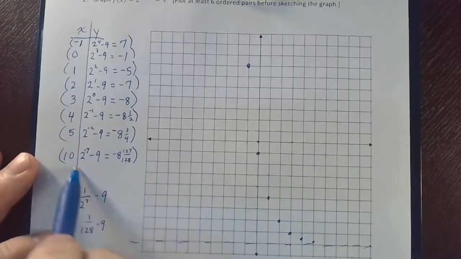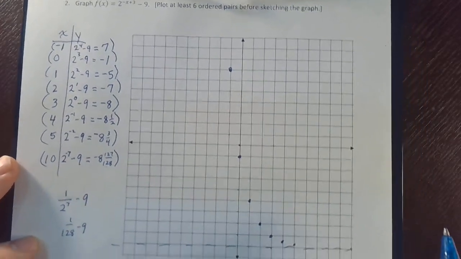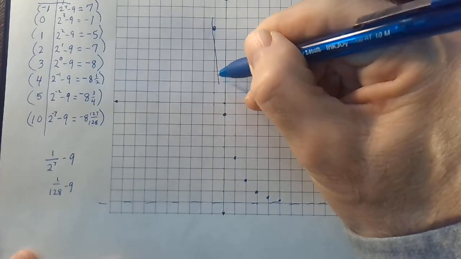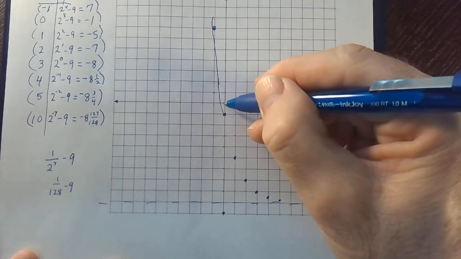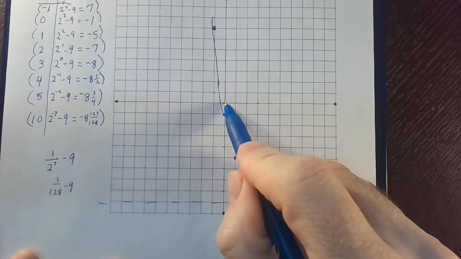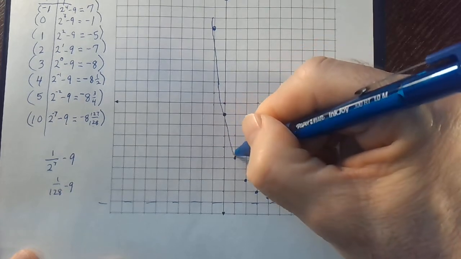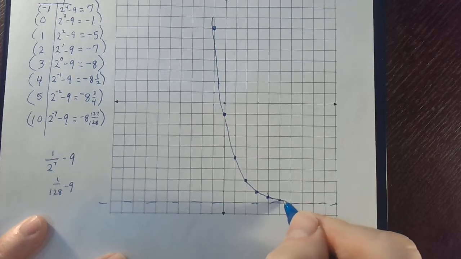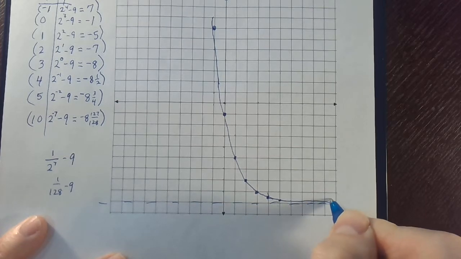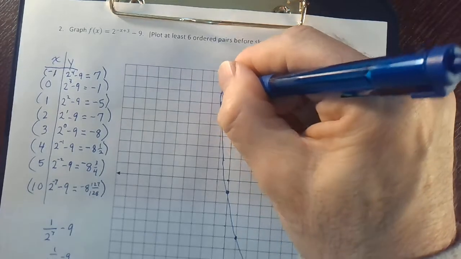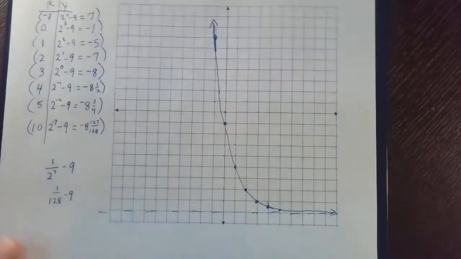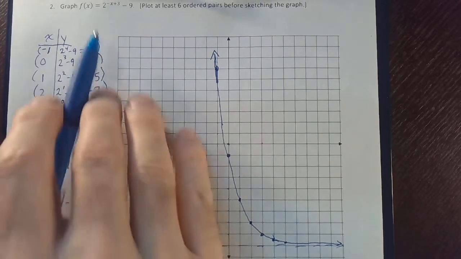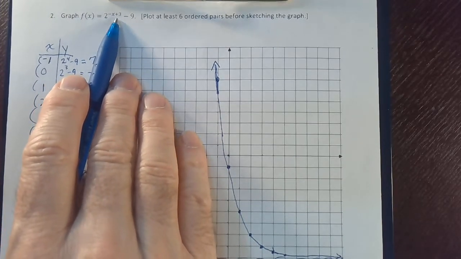So again, that was an optional one. There were more points than necessary. But let's draw the graph, which will look like this. I just happened to plot the origin. That's not part of the graph. All right, and you should put an arrow on both ends. It continues. So this is the graph of 2 to the negative x plus 3 minus 9.